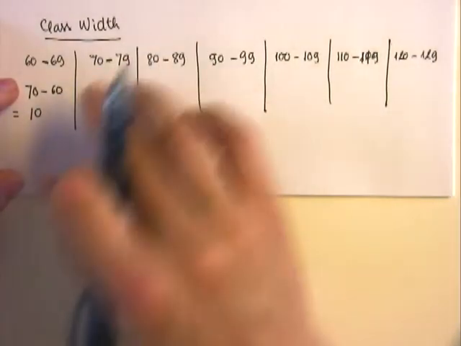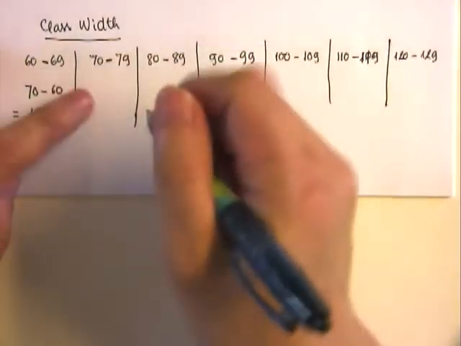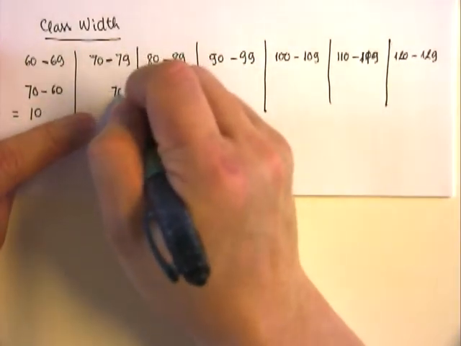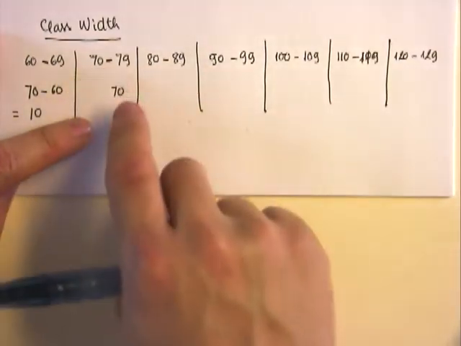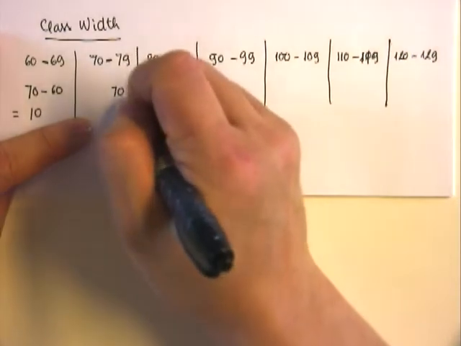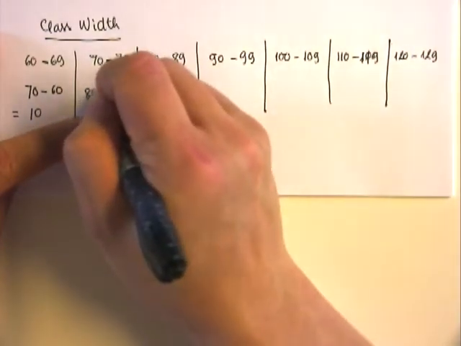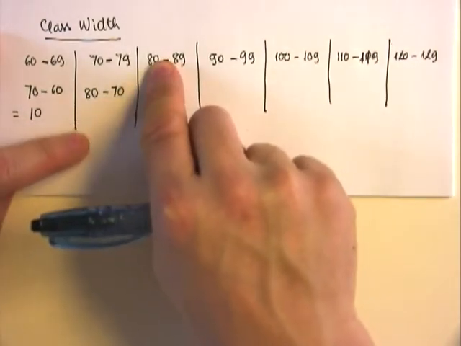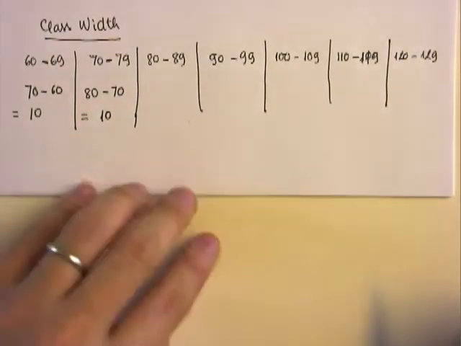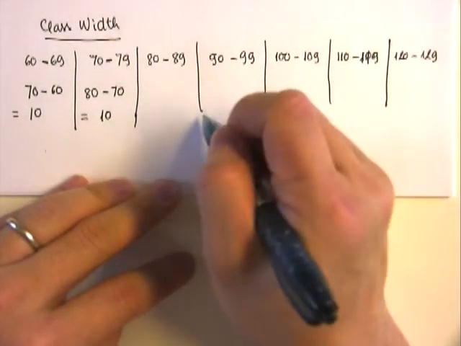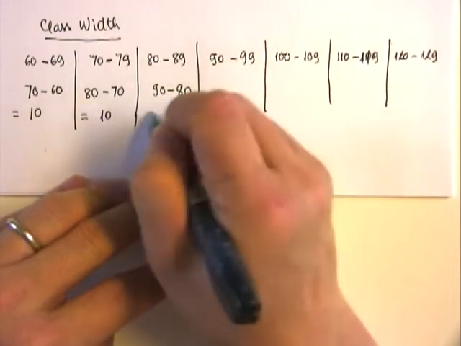Now moving over to the next class, the class width would be 70, which is the lower limit for this current class, subtracted from 80, which is the lower limit of the higher class, the class right above it. And so here we have 10 again. Continuing in this fashion, I'm going to have 90 minus 80, and that gives me 10 again.